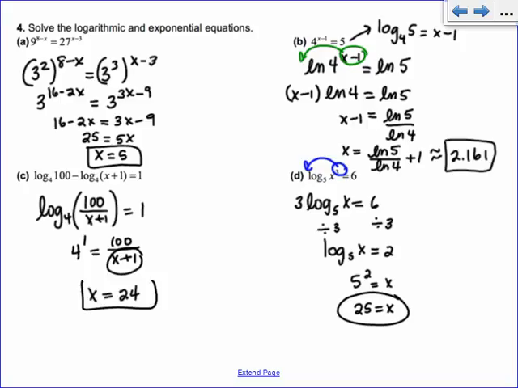But even if you had done it the other way, if you had written 5 to the 6 equals x to the 3, just use your knowledge of exponents. If you're trying to take the cube root of both sides, raise it to 1/3. So then you have 6 times 1/3, which becomes 2.